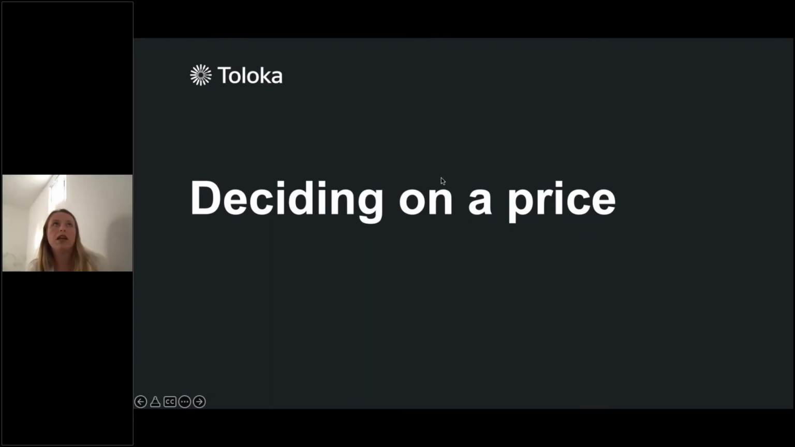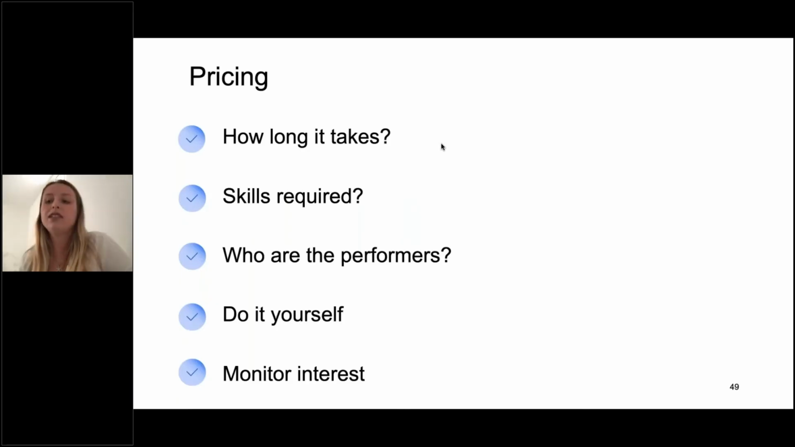Another important part of building the data pipeline is deciding on the price. And this is something that a lot of people ask when trying to build a data labeling pipeline. And there's actually not an easy answer here. The answer probably is it depends on the project.